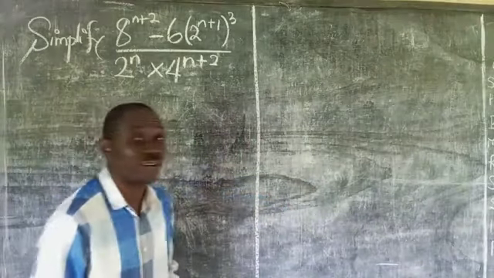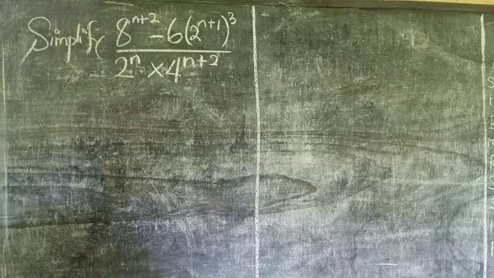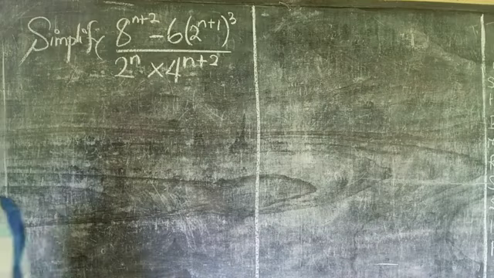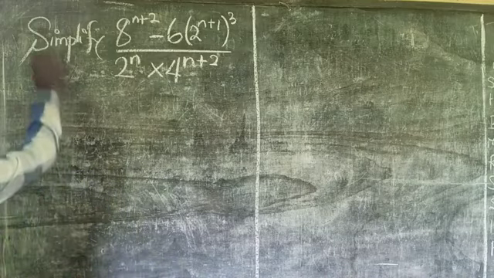So today we are going to simplify 8 raised to power n plus 2 minus 6 into 2 raised to power n plus 1, all raised to power 3, all over 2 raised to power n times 4 raised to power n plus 2.